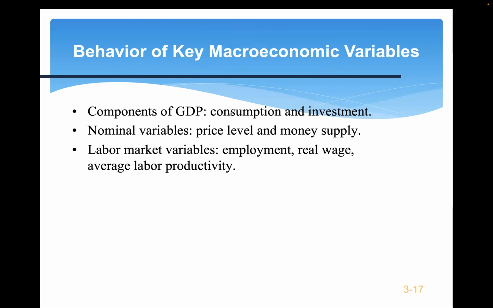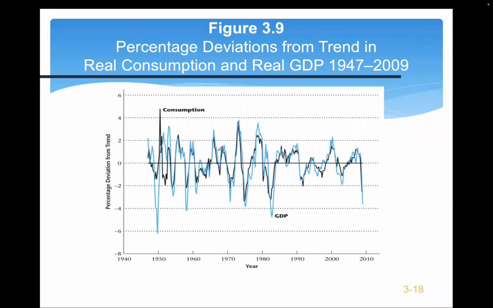Now we are going to look at two key macro variables. Yes, we have looked at import, that's part of the component of GDP. But there are two more things that are more important, which are consumption and investment. We're also going to look at nominal variables, price level and money supply. And finally, we're going to look at the labor market. This includes employment, real wage, and average labor productivity.